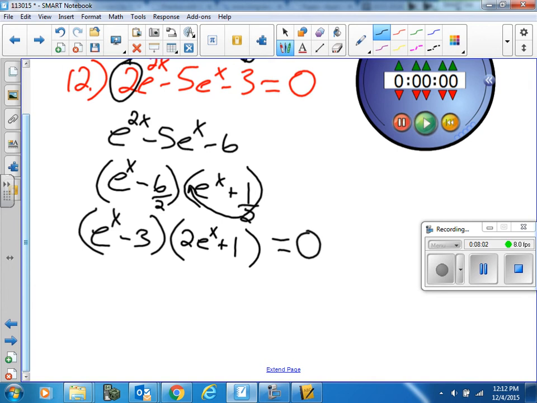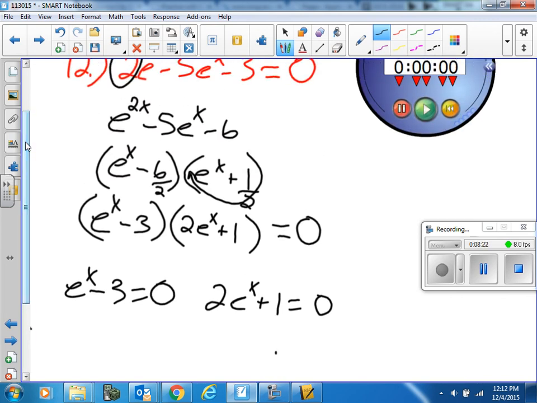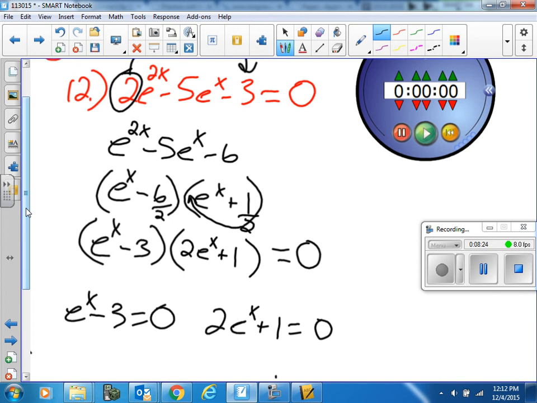And what do we do now? Set them equal to 0. So we have e to the x minus 3 is equal to 0, and 2e to the x plus 1 is equal to 0. Incidentally, how would we check to see that we were right in factoring?